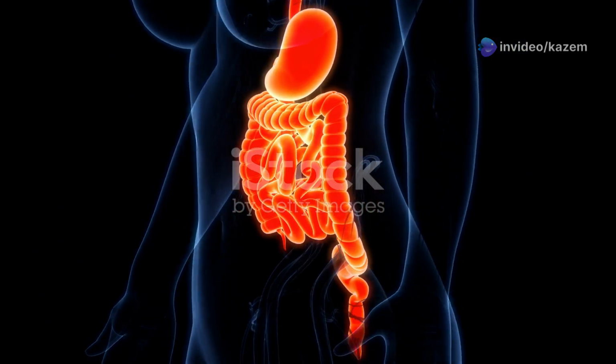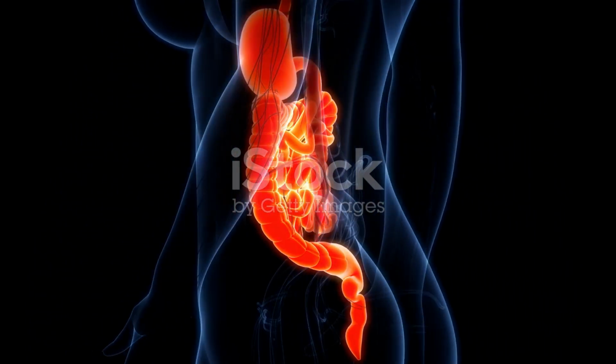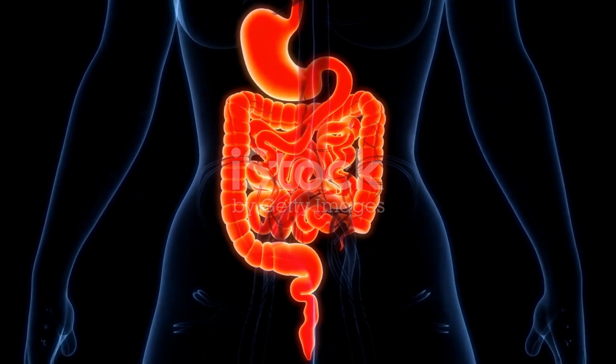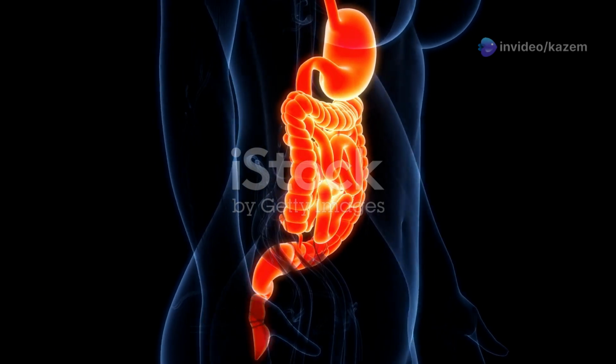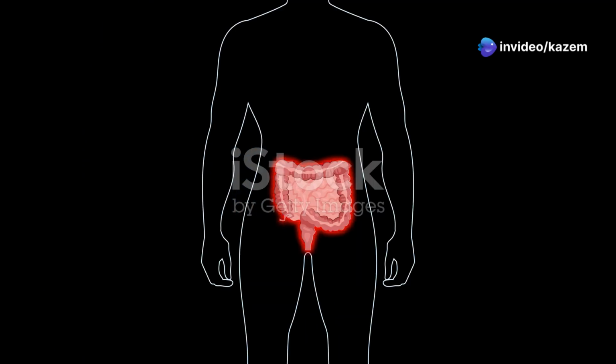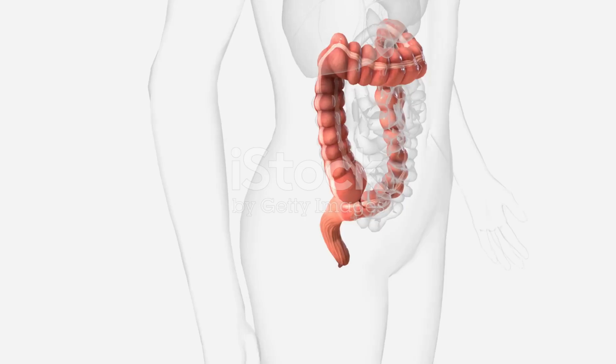Crohn's disease can cause inflammation anywhere along the digestive tract, from the mouth to the anus. It often affects the small intestine and the beginning of the large intestine. Inflammation in Crohn's can penetrate deep into the layers of the bowel wall, and it often appears as patches of inflammation with healthy tissue in between.